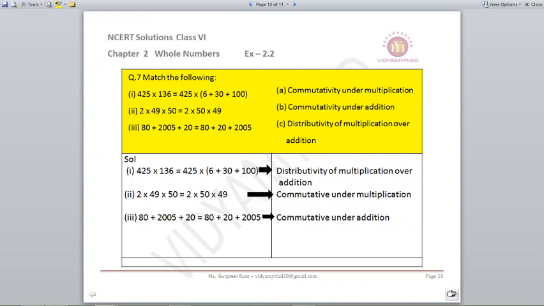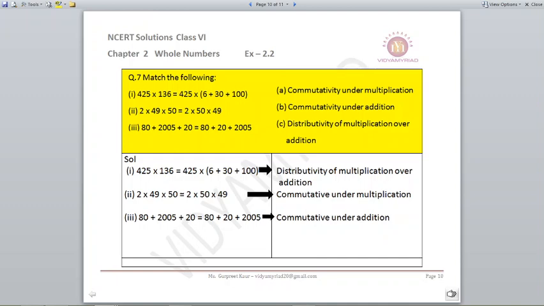80 into 2005 plus 20 is equal to 80 plus 20 plus 2005. What am I doing? Again I am changing the order. Numbers are the same. So what is it? It is commutative over addition.